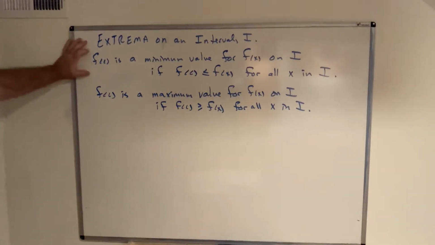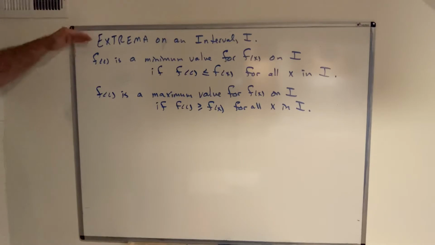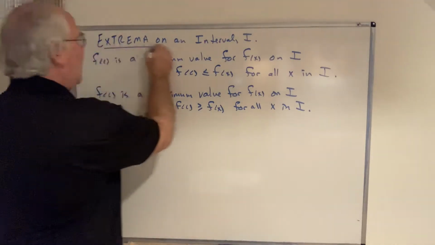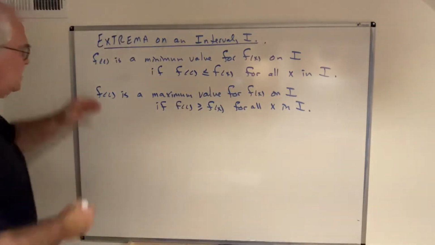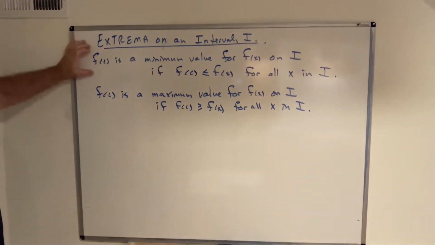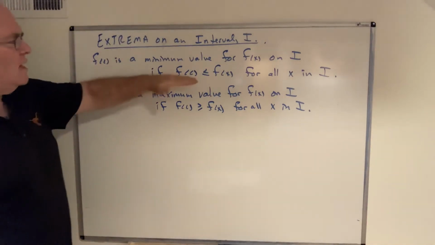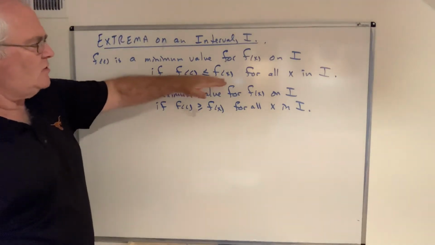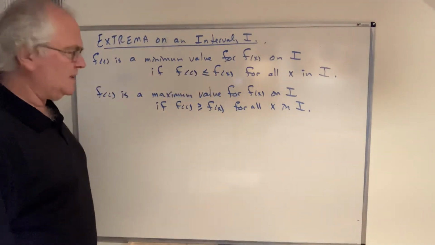We're picking up now from where we left off on our previous video. These are extrema on an interval I. And this first statement is what we've talked about before. f(c) is a minimum value for f(x) on I if f(c) is less than or equal to f(x) for all x in the interval.